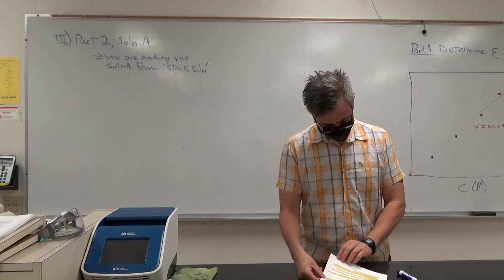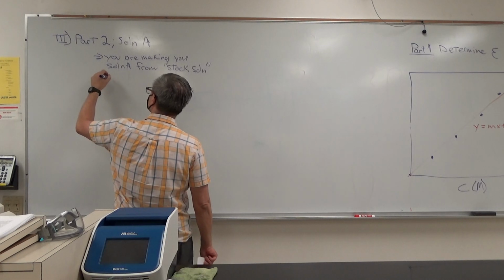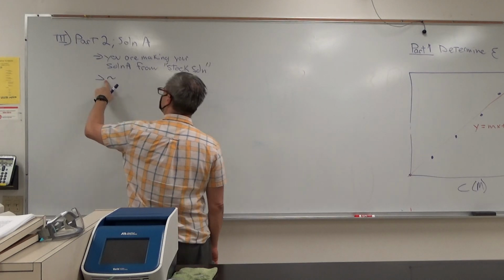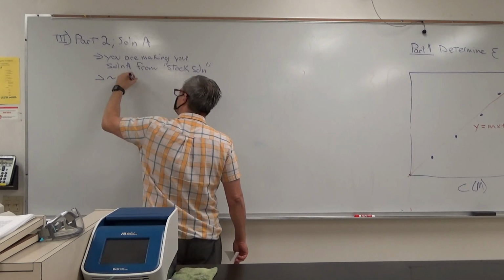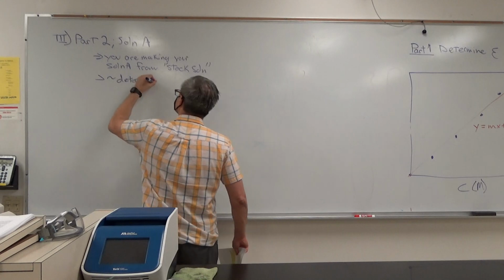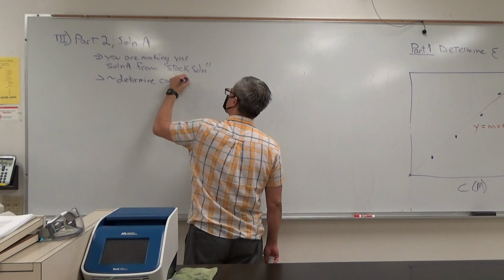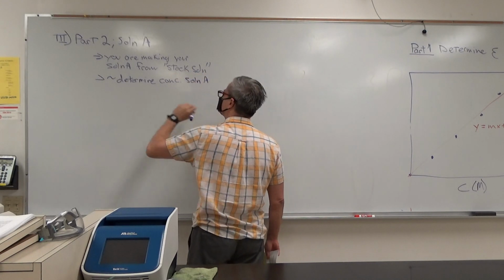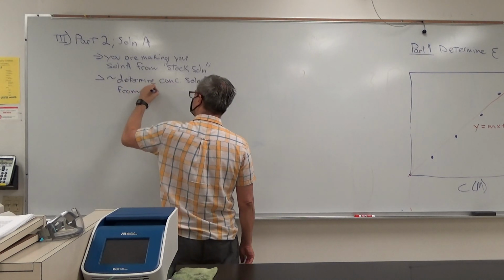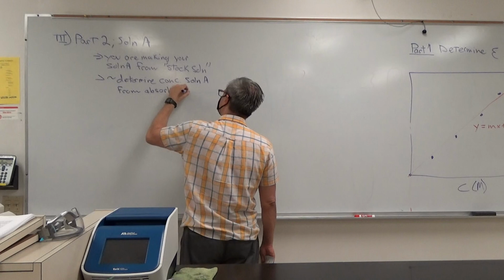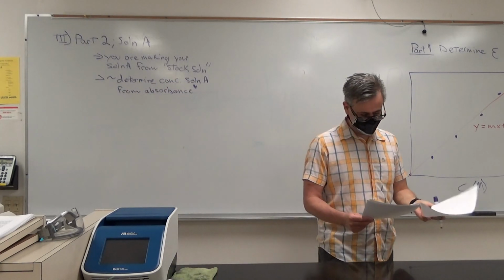Okay. All right. So I'm going to put a squiggly. That's like ish. Determine ish concentration of solution A, your solution A, each of you got your own, from absorbance. Better than my ish sign, I should probably put a little asterisk right there. Okay.